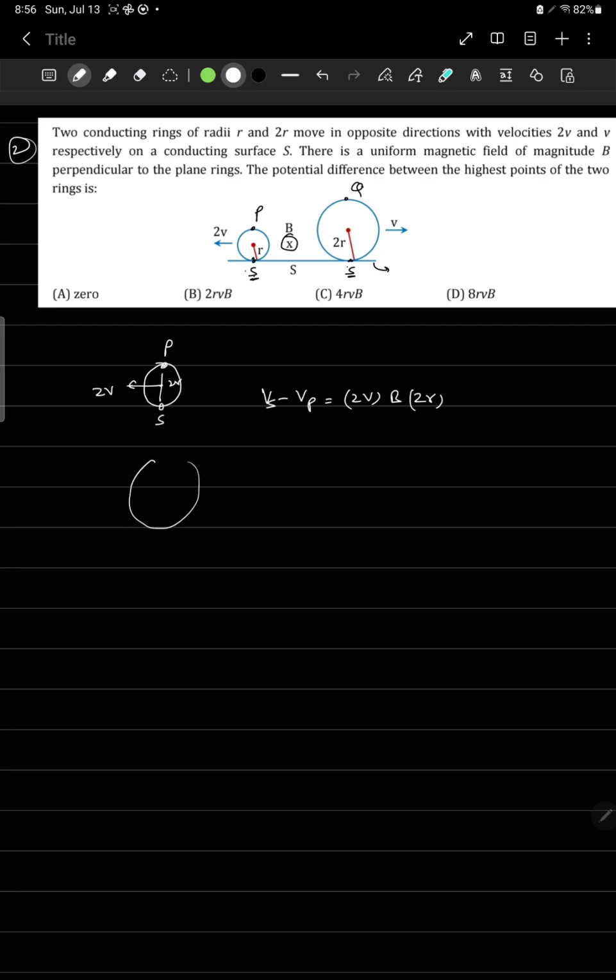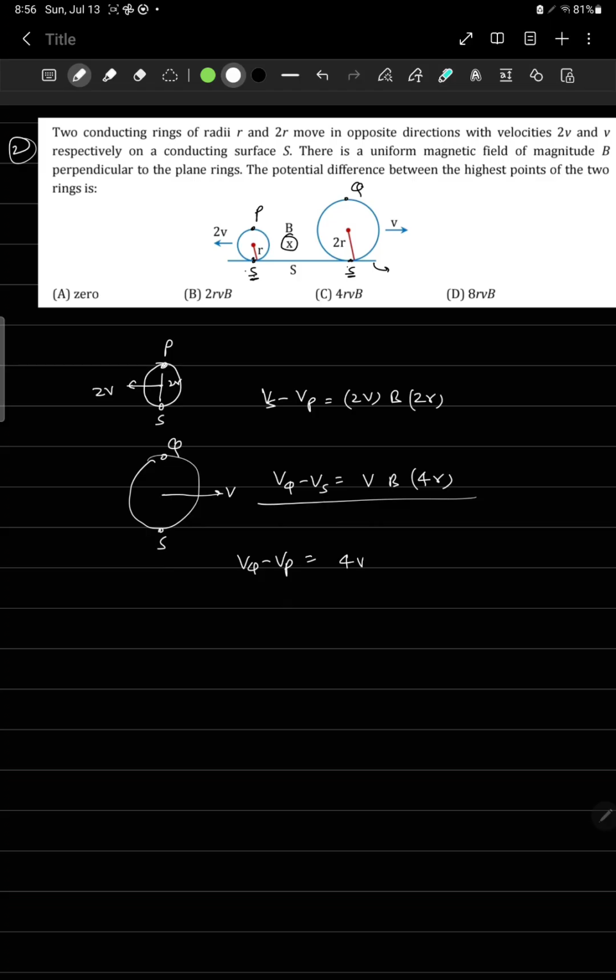Similarly, for the bigger ring, this is Q, this is S, and it is moving with v. This time Vq minus Vs, this Q will be at high potential, and again VBL, so vB and 4R. Now, to find the potential difference between the highest points, meaning Vq minus Vp, we have to add them.